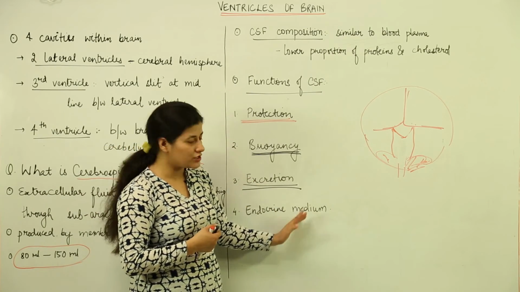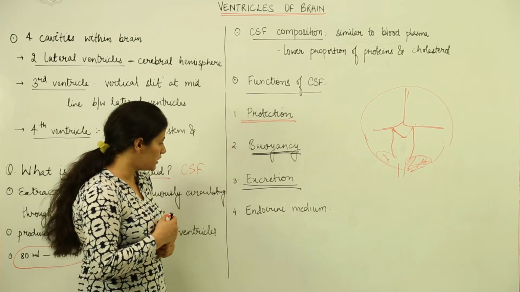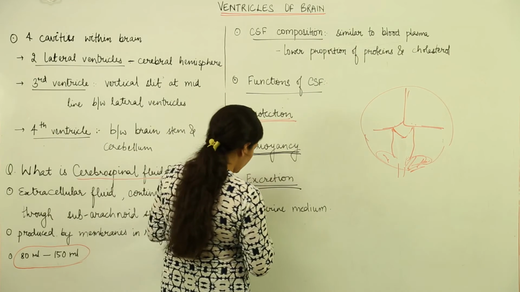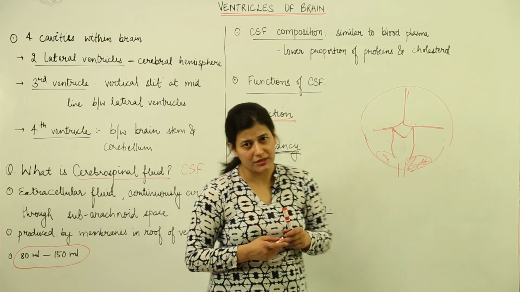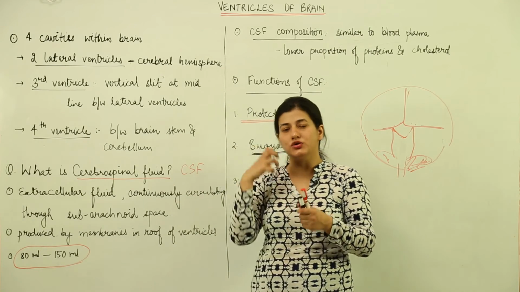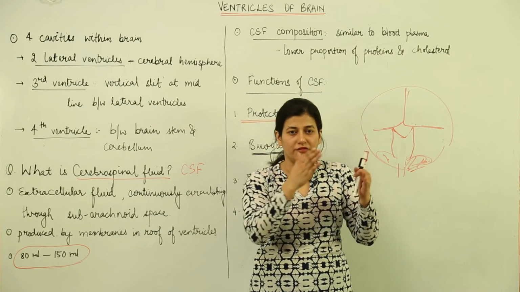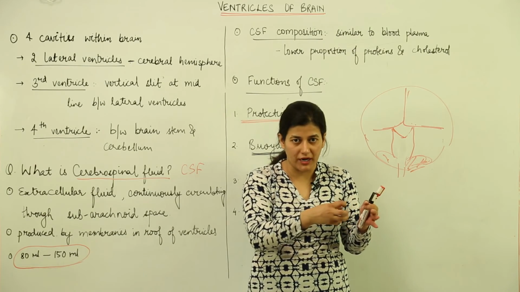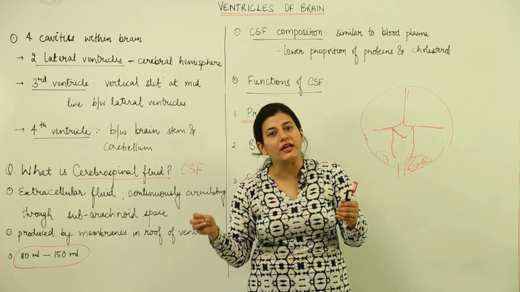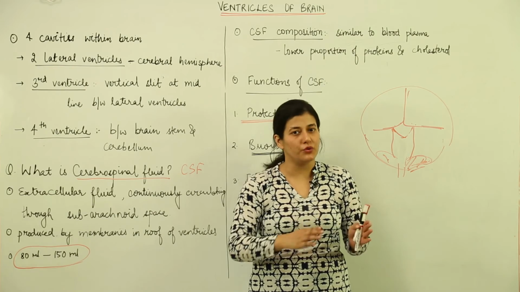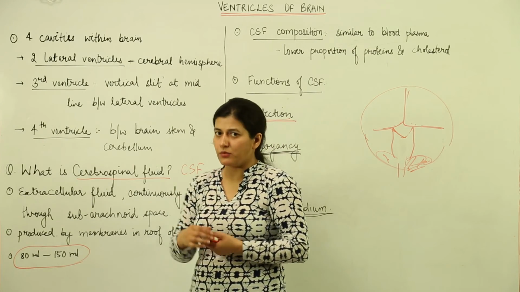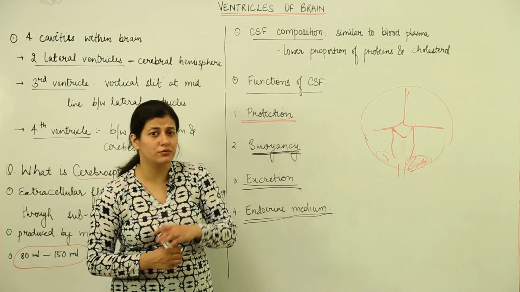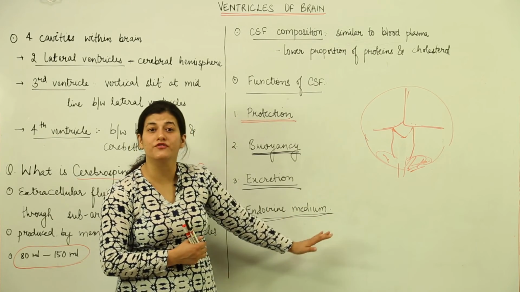Coming to the last function, you know that the brain has endocrine glands, not many to be precise, there are 3 or 4. 3 basically. So, the brain has to make sure that whatever is being produced in the endocrine part reaches the far corners of the brain, and it is cerebrospinal fluid which acts as the medium through which the endocrine system hormones that are being produced reach the far corners of the brain.